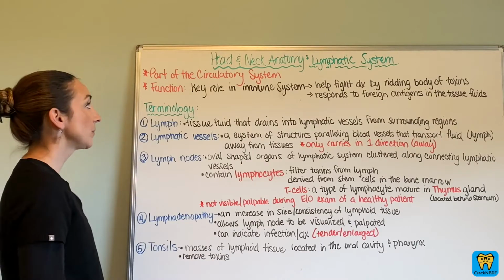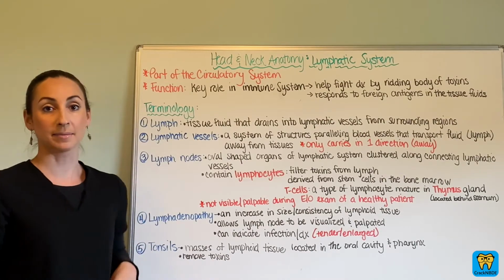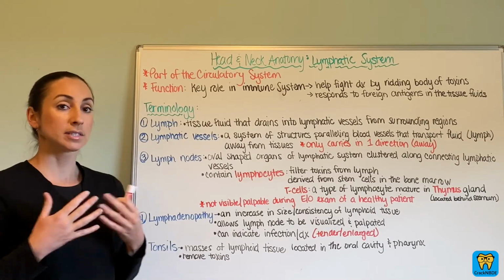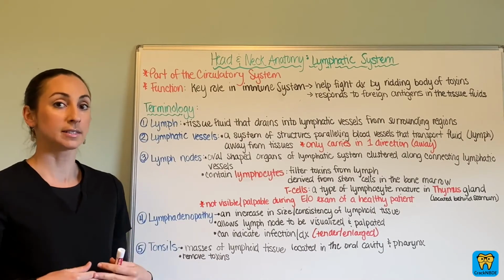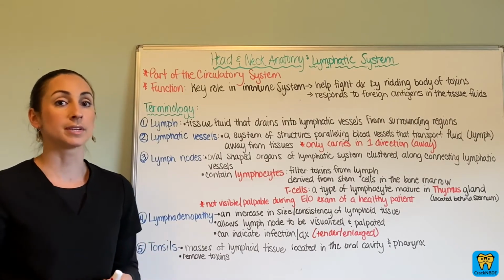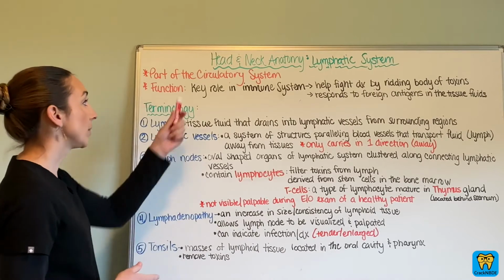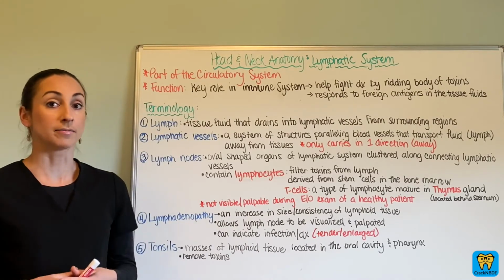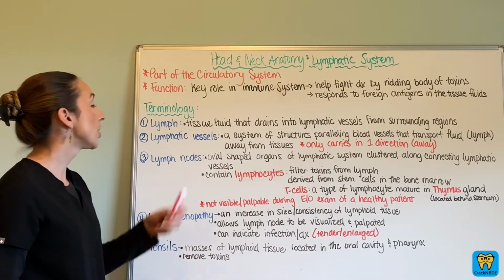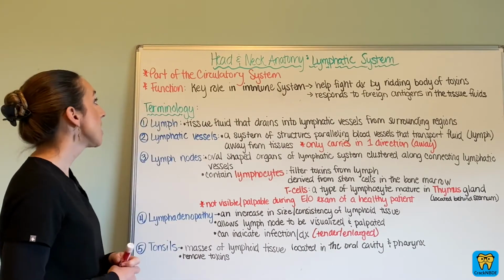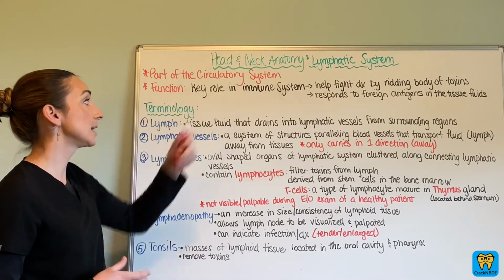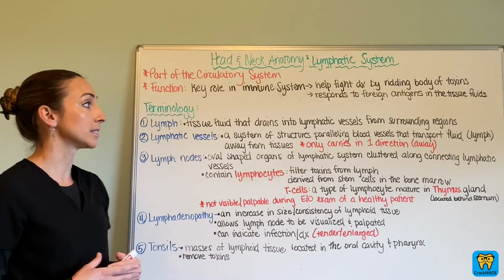As we continue on, we're now going to cover our head and neck anatomy, which will move on to our lymphatic system. So it's important to remember that the lymphatic system is actually part of your circulatory system. It's not just your arteries and blood vessels, but we also want to think about our lymphatic system when we're thinking about the circulatory system.